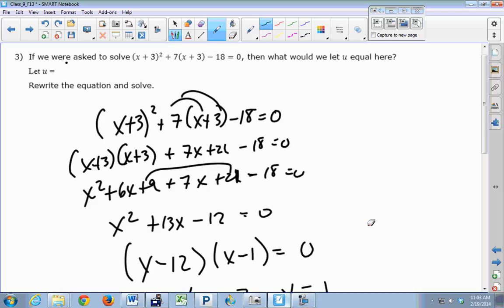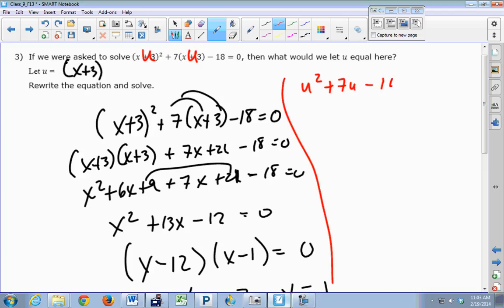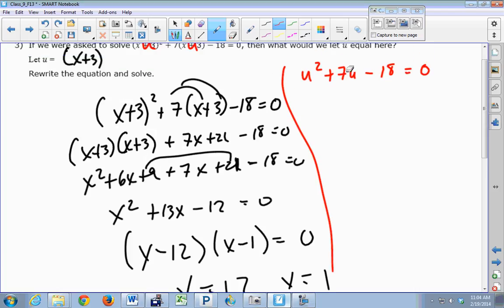You let u equal what here? What might be a good thing to let u equal? Right, the expression x plus 3. So now everywhere you see x plus 3, you put a u in, like that. So now it becomes u squared plus 7u minus 18 equals 0. And now you factor this. What are the factors of 18 that differ by 7?